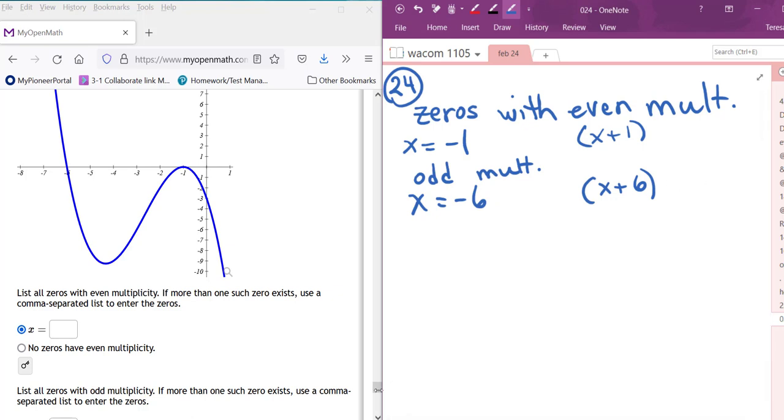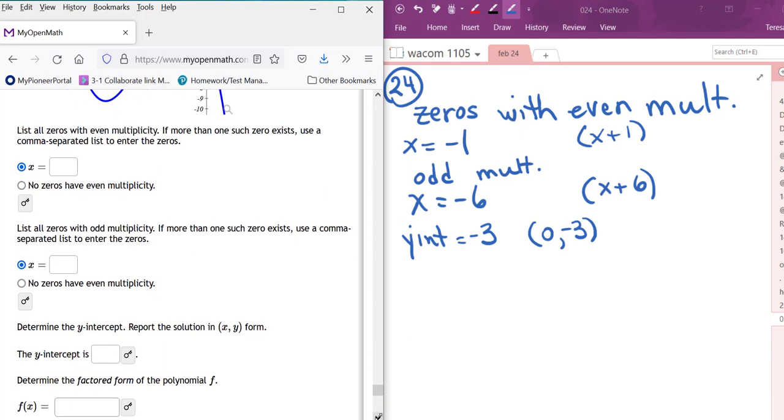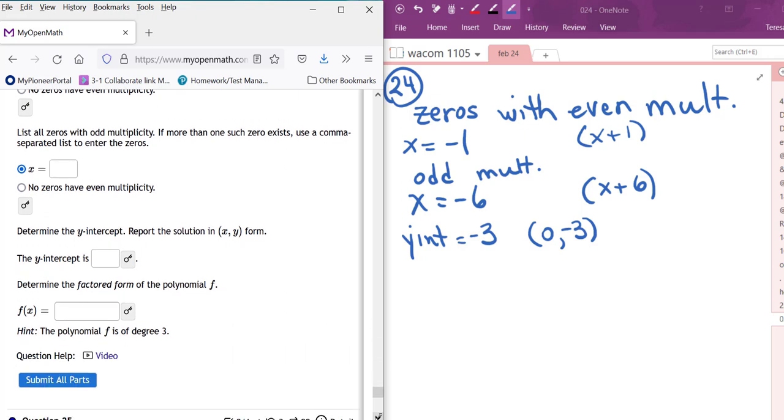And then they ask us to find the y-intercept. From your picture, it is -3. So as an ordered pair, that is 0 for x, -3 for y. And now they want us to give the factored form. They did tell us it's degree 3.